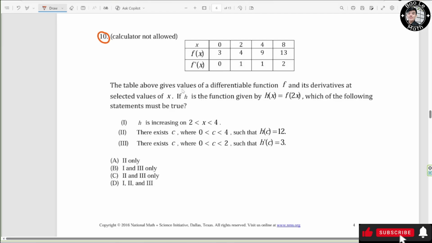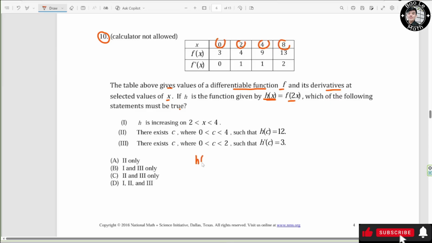The table above gives values of a differentiable function f and its derivatives as selected values of s. If h is the function given by h of s equals f of 2s, which of the following statement must be true? Alright, so before we're gonna do this one, let's calculate the function h of s first, right? So we have s equals 0, 2, 4, and 8 right here, right?